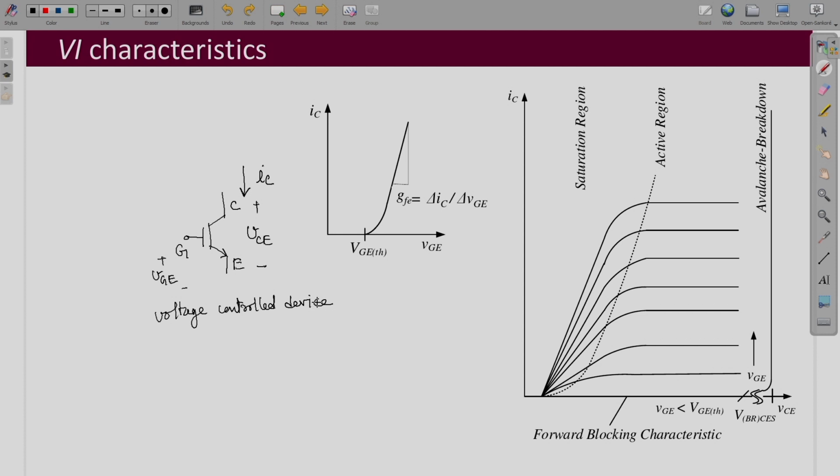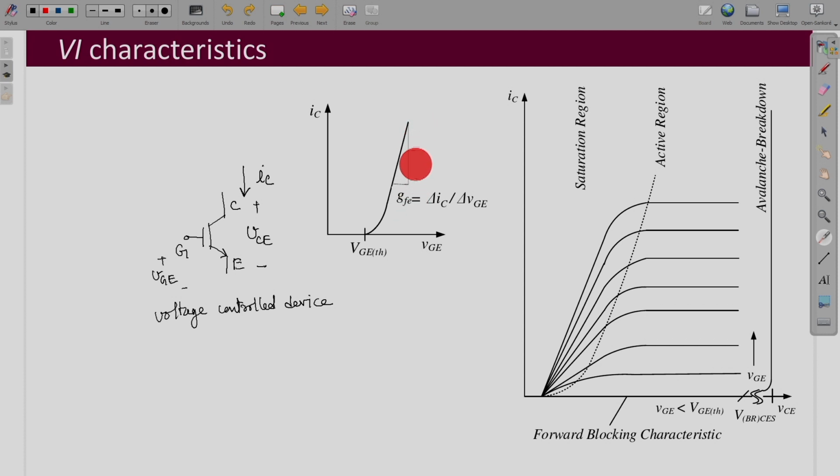And now let us look into this transfer characteristics. This is a graph between your gate to emitter voltage and the collector current IC. As I have explained, before this threshold voltage is reached for the gate to emitter region, there is no current; it is in the blocking state and does not carry any current. After that, this collector current increases very sharply.